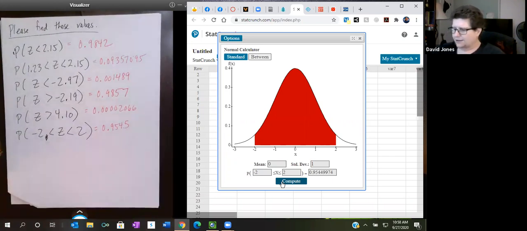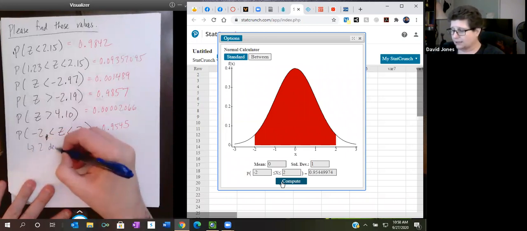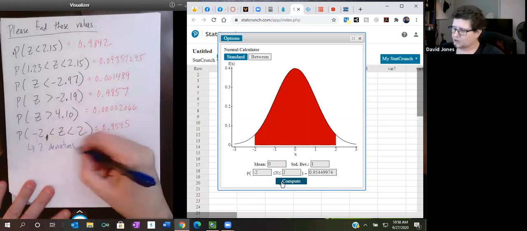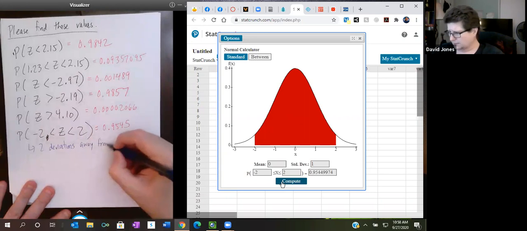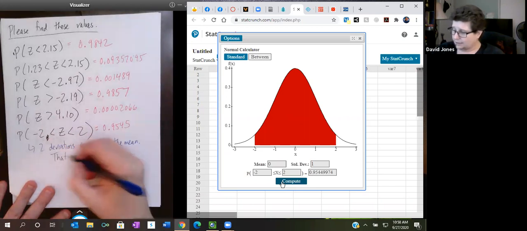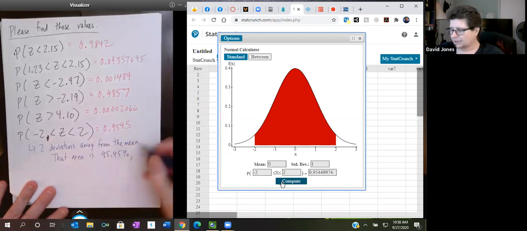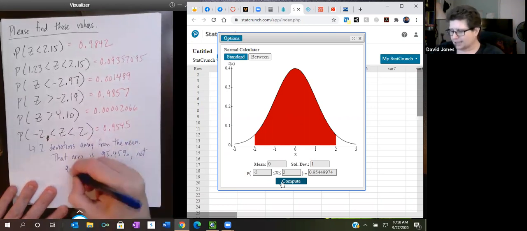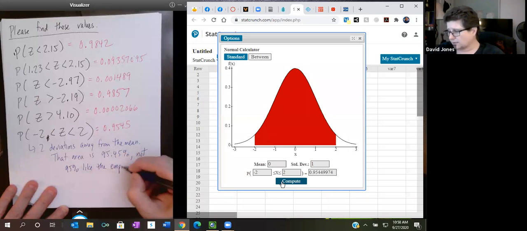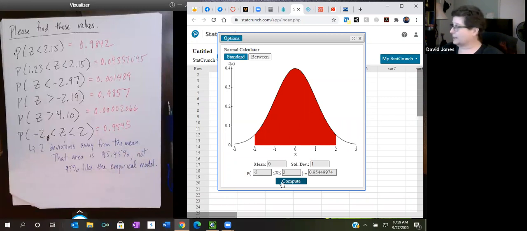Now, this is the empirical rule, or 2 deviations away. Remember, the z-score is the deviation counter: 2 deviations away from the mean. That area is actually 95.45%, not 95% like the empirical model. We use the empirical one because it's easier to remember for most things, and it's usually sufficient.